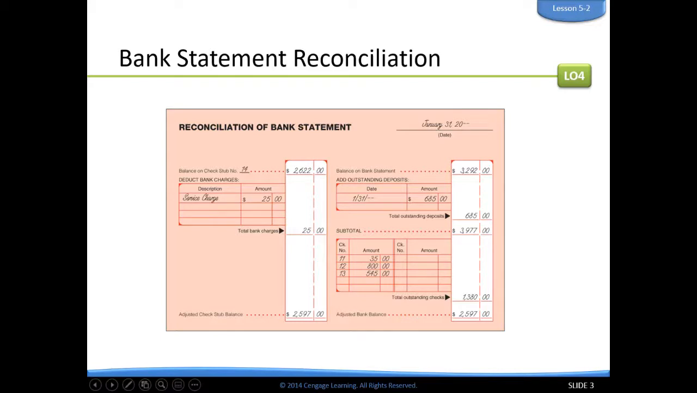Basically, we've got two sides to this. One is figuring out what we think should be in our checking account, and the other is what the bank says I have in my checking account. At the end, if those two numbers match at the bottom, then we're good. If they don't, we've got to find out: did I write a check down wrong? Did I forget about a service fee? Or did somebody pull money out of my account and I didn't know about it?